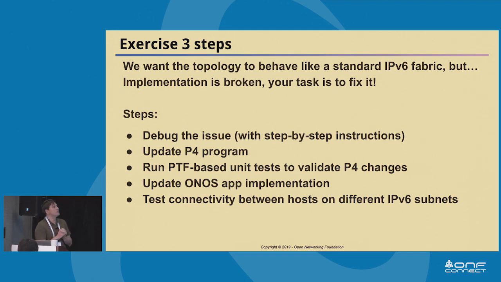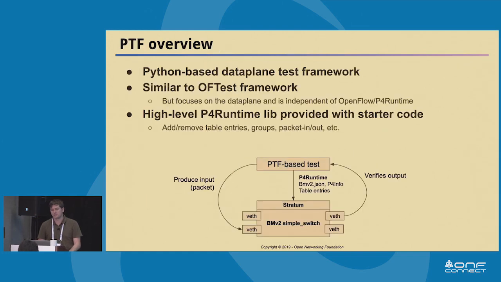Finally, you'll be asked to apply some simple modifications to the ONOS application, and then you should be able to do a connectivity test between hosts attached on different IPv6 subnets. In this case, you should be able to ping hosts attached to different leaves, with packets being forwarded across the spines. So I mentioned this Packet Test Framework.